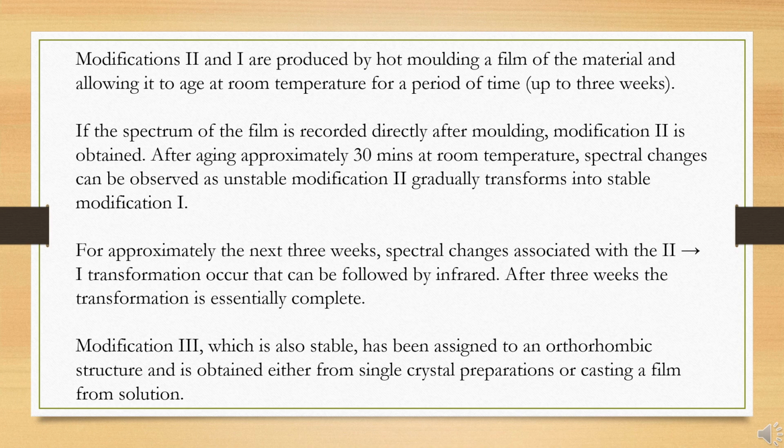If the spectrum of the film is recorded directly after molding, modification 2 is obtained. After aging approximately 30 minutes at room temperature, spectral changes can be observed as unstable modification 2 gradually transforms into stable modification 1. For approximately the next 3 weeks, spectral changes associated with the 2 to 1 transformation occur that can be followed by infrared. After 3 weeks, the transformation is essentially complete. Modification 3, which is also stable, has been assigned to an orthorhombic structure and is obtained either from single crystal preparation or casting a film from solution.